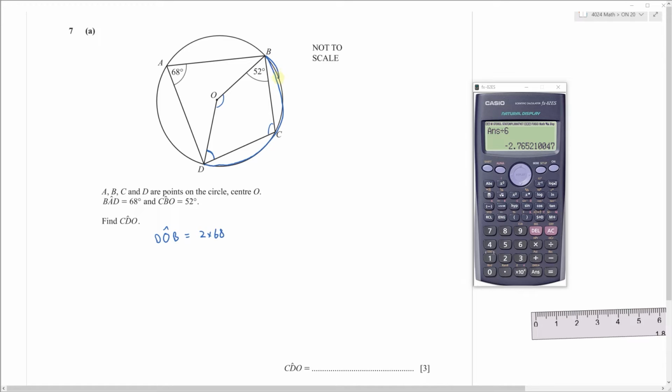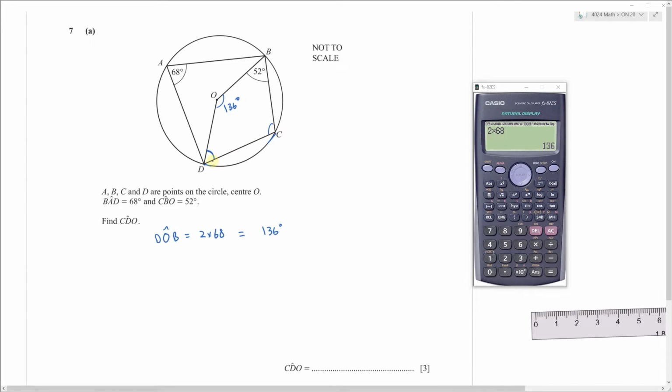So this is the segment DB. They make this angle at the center and this angle, 68 degrees, at the circumference. So the angle at the center will be twice the angle at the circumference. So 2 times 68 is 136 degrees. So we know now that this is 136 degrees.